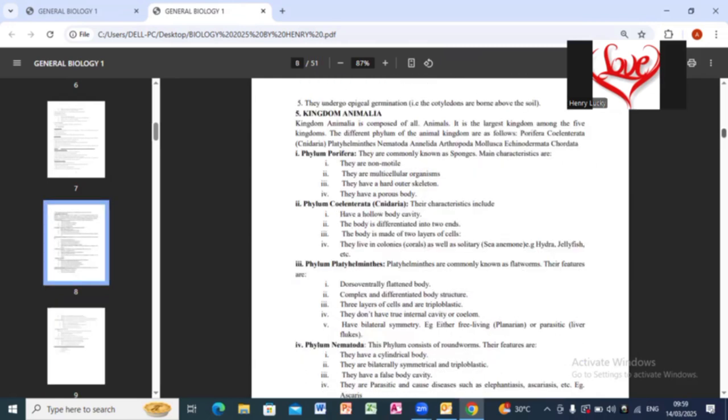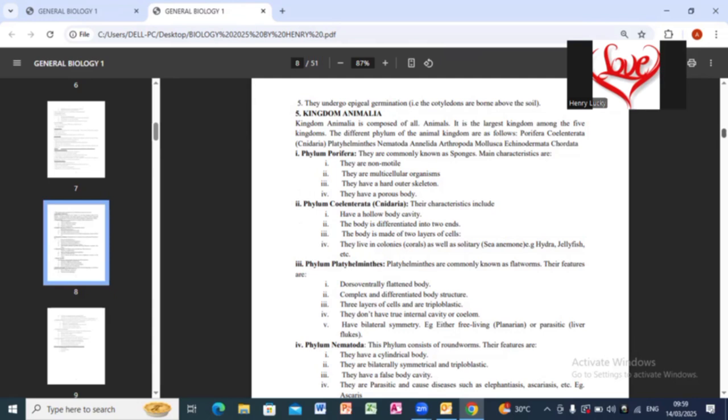In the phylum Porifera, they are known as sponges, which means they are non-motile organisms. They are also multicellular organisms. They have a hard outer skeleton. Then moving on to the phylum Coelenterata, they have a hollow body cavity. Their body is differentiated into two ends, and the body is made up of two layers of cells.